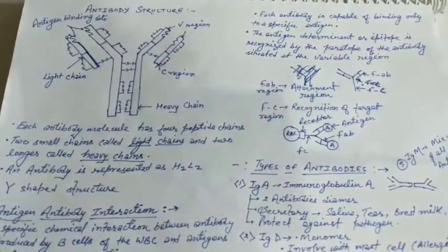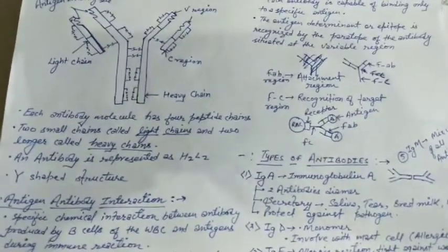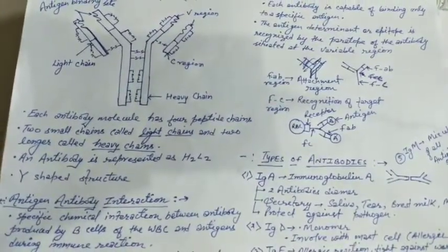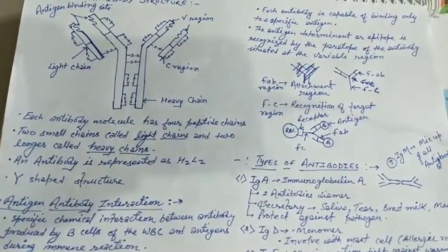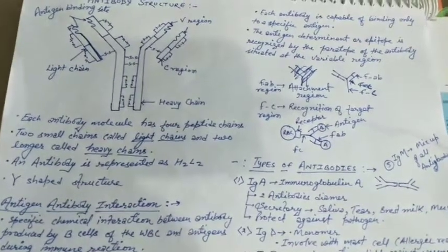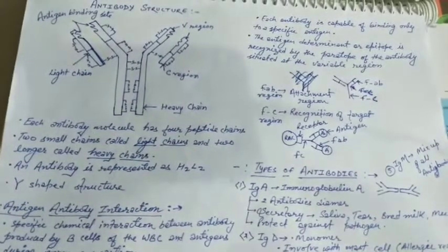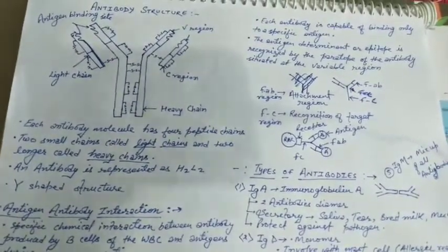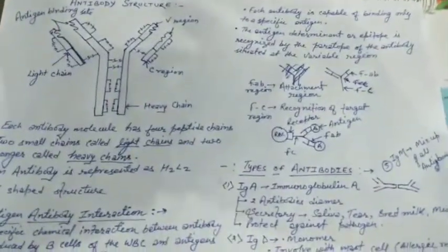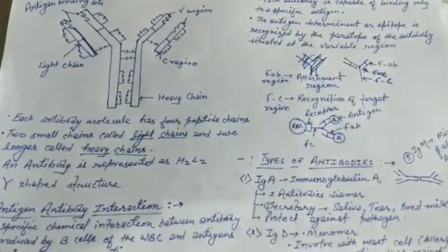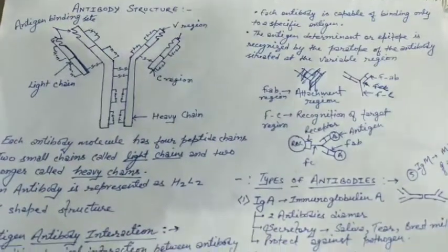In the previous session, we discussed cell mediated and humoral immunity. In humoral immunity, antibodies are formed by the B lymphocyte cells of WBC, while in cell mediated immunity there is no antibody formation that takes place. So let's start today's topic, and the first topic of today is the structure of antibody.